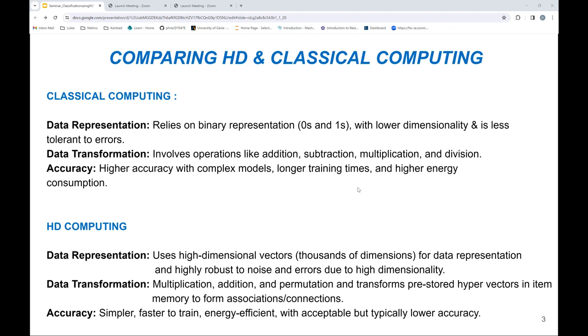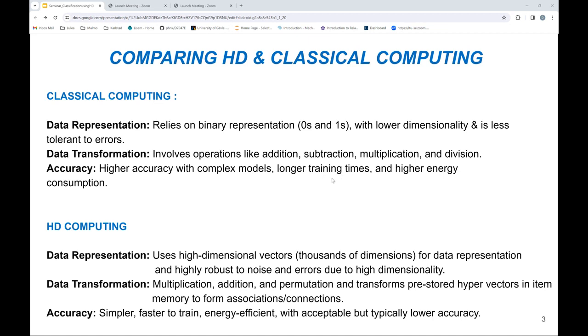Comparing classical computing and HD computing in terms of data representation, data transformation, and accuracy. In classical computing, data representation is usually in the form of bits, that is 0 and 1, with lower dimensionality, and it is less tolerant to errors. In data transformation, it involves operations like addition, subtraction, multiplication, and division, and it has higher accuracy where the models are very complex. It has longer training times and high energy consumption.